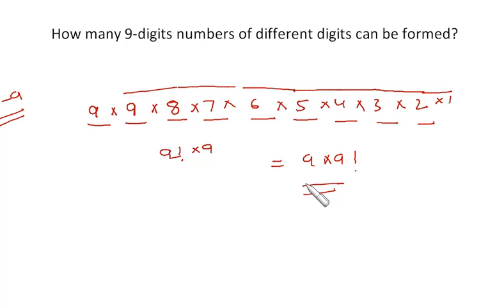You will not be asked in the examination to multiply all these data. So your answer will be in this format only, right? Because it's a bit time consuming to make this calculation. So just have the answer in this format, right? So now we are clear how many 9-digit numbers of different digits can be formed. So this is the solution to the problem, right?